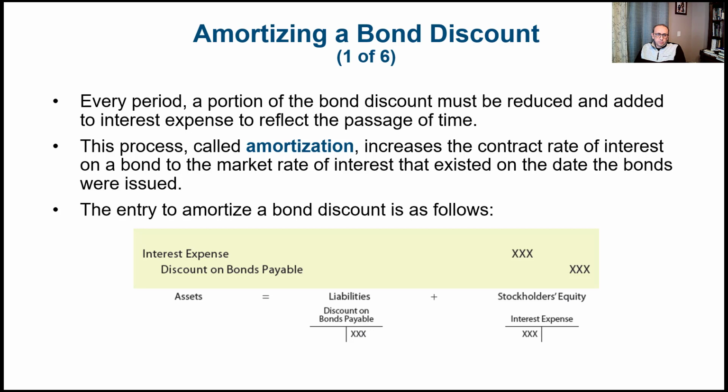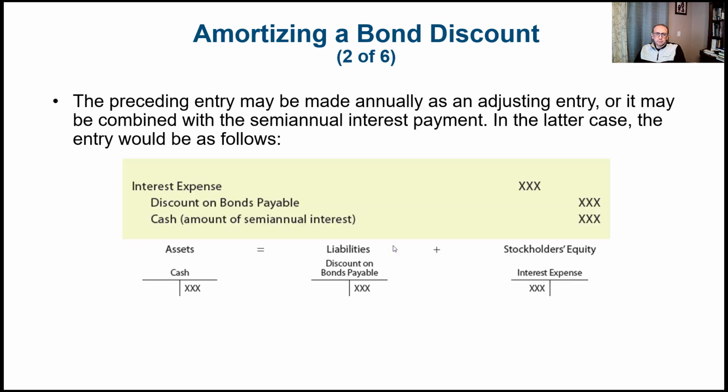And the journal entry to amortize the bond discount would be as follows. We're going to debit interest expense and credit discount on bonds payable by this amount. And remember, this is just a journal entry we record to amortize the bond discount. The preceding entry may be made annually as an adjusting entry, or it may be combined with a semi-annual interest payment.